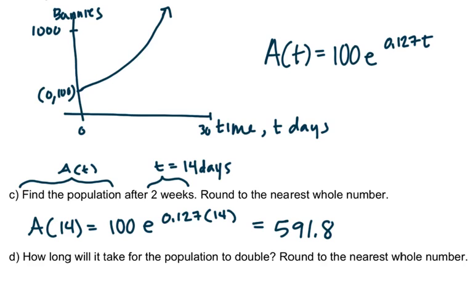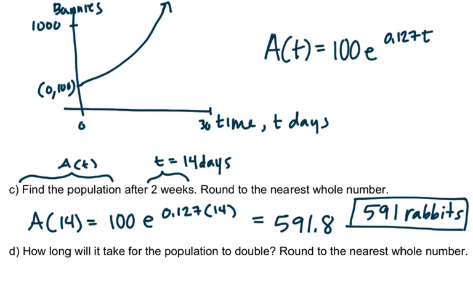591.8. Now, this problem says round to the nearest whole number. So rounding the way we've been taught, we would round that up to 592. But we're just going to think a little bit realistically here. Can you have 592 rabbits? Do we have 592 whole rabbits? And the answer is no. So rounding logically, we're going to say that there are 591 rabbits. That population sure did multiply like rabbits.